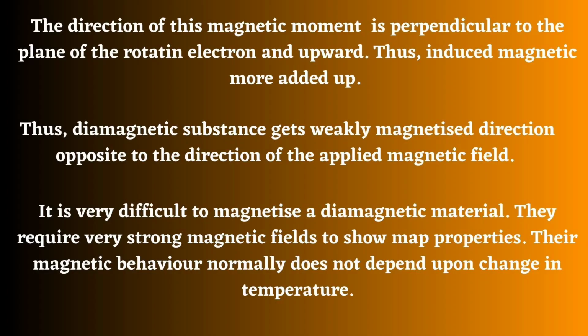So this is the reason why diamagnetic substances get weakly magnetized in the direction opposite to the direction of the applied magnetic field. It is very difficult to magnetize a diamagnetic material. They require a very strong magnetic field to show magnetic properties. Their magnetic behavior normally does not depend upon change in temperature.